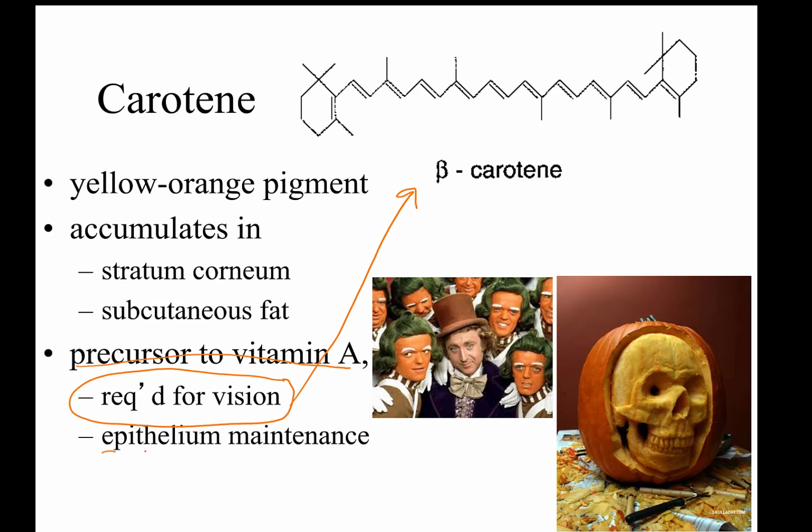And it's also required for epithelium maintenance, so it's going to help make sure that your cells are turning over at the appropriate rate, which is also very critical. So you need enough beta carotene, not too much. Too much can be really bad because it can cause too much vitamin A, which leads to symptoms like joint pain, etc. But that's really a vitamin A thing more than it is a beta carotene thing.